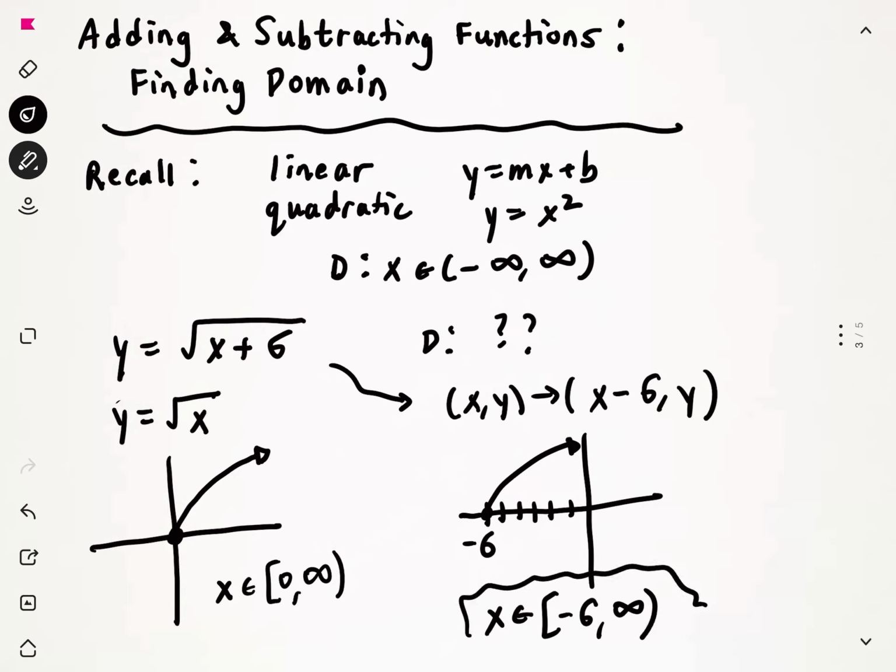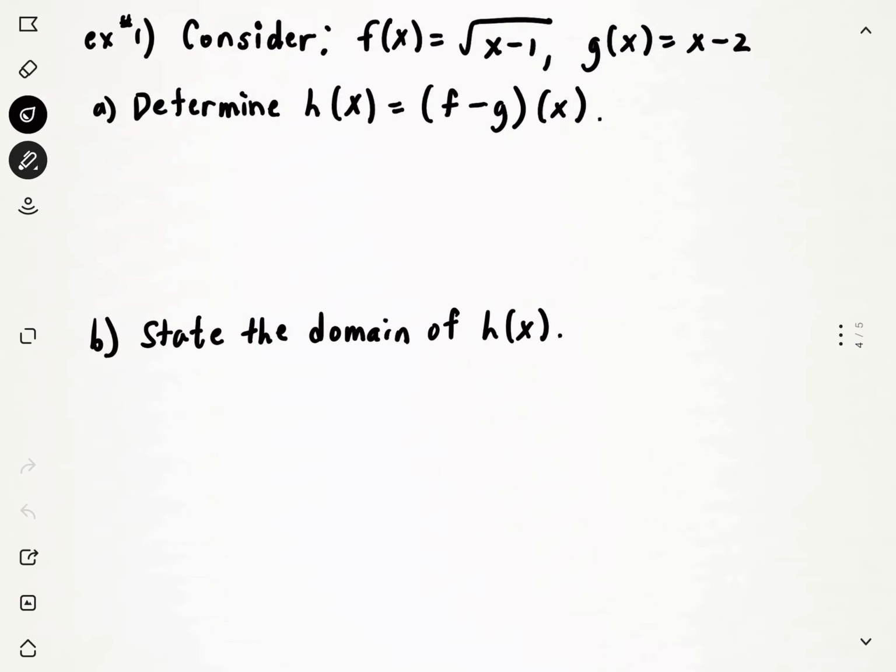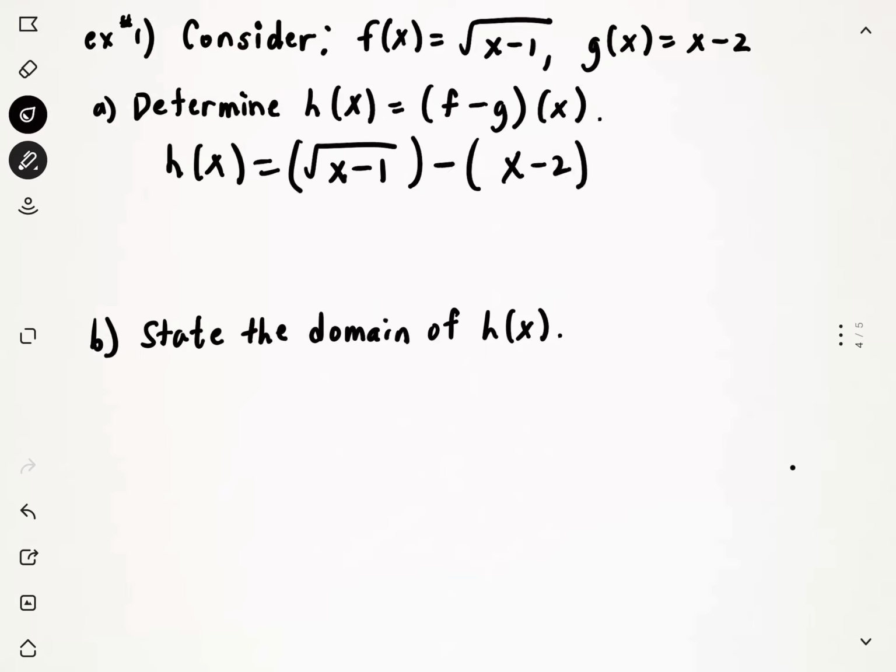So we're going to keep all of this in mind when getting domains of subtraction or addition functions. And in this case here, we have two functions, f and g. G is a linear function, and f is a square root function like we just looked at. So the first question doesn't even ask about domain. It's just asking you to calculate h of x like we did before, and f of x is the square root of x minus 1. G of x is x minus 2, and we're going to subtract them.